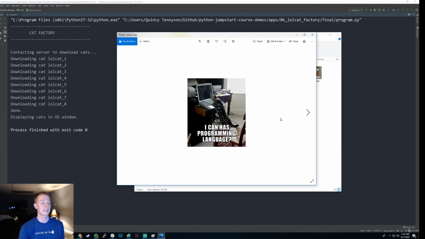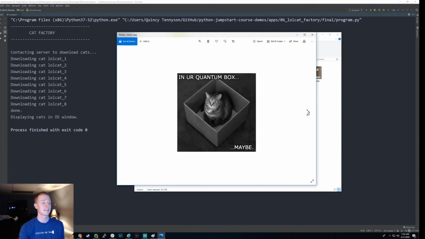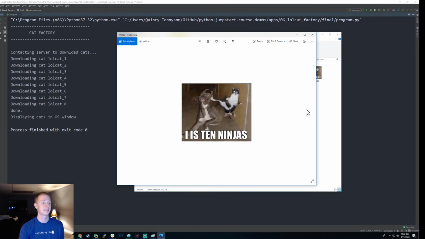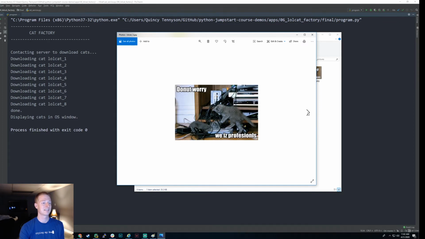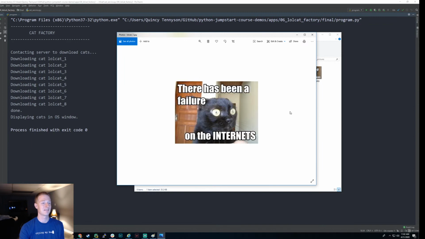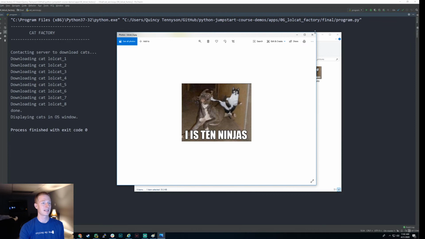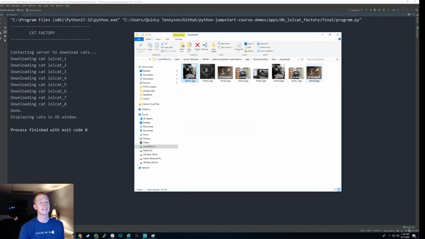This cat says I can has programming language. This cat is in our quantum box. Maybe. Schrodinger's cat there. I is 10 ninjas. There has been a failure on the internets. Do not worry. We are professionals. And then we've got some repeats here. I don't know what that's all about. But anyway, those are lolcats. So, that's the finished program.